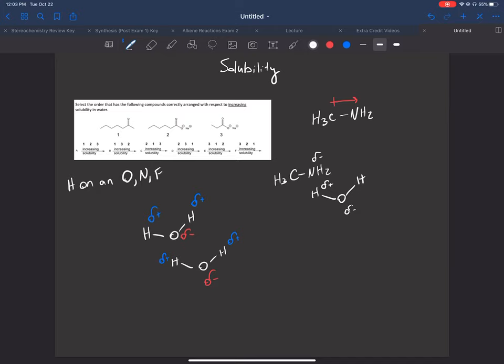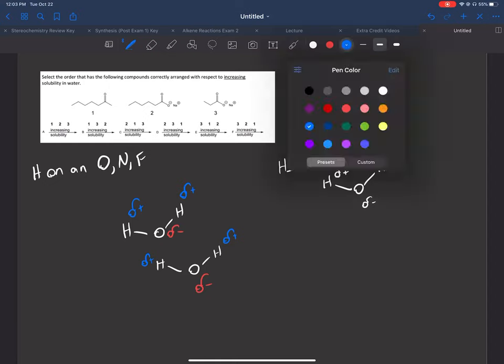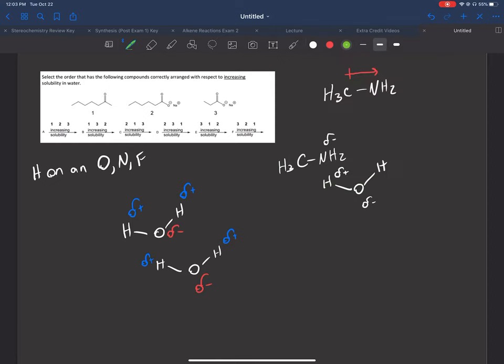All right, so we create these dipoles between the oxygen, or if it was a nitrogen or a fluorine, to give the hydrogen a partially positive charge. So partial positive charges are attracted to partial negative charges, okay? So what's going to happen is the hydrogen of one water molecule will be forming a hydrogen bond with the oxygen of another water molecule, all right? That is what a hydrogen bond looks like. And the same happens for this one.